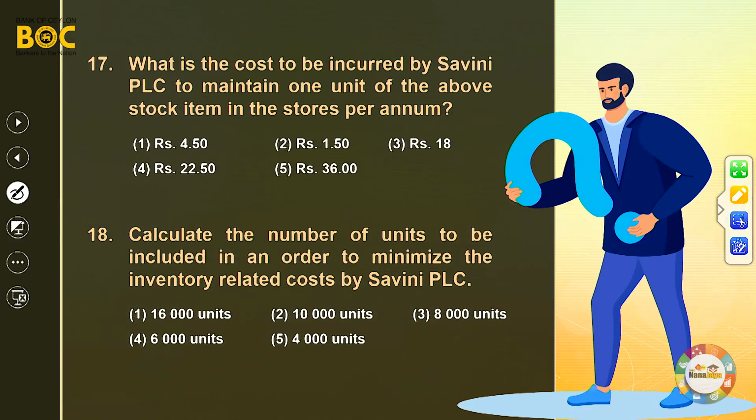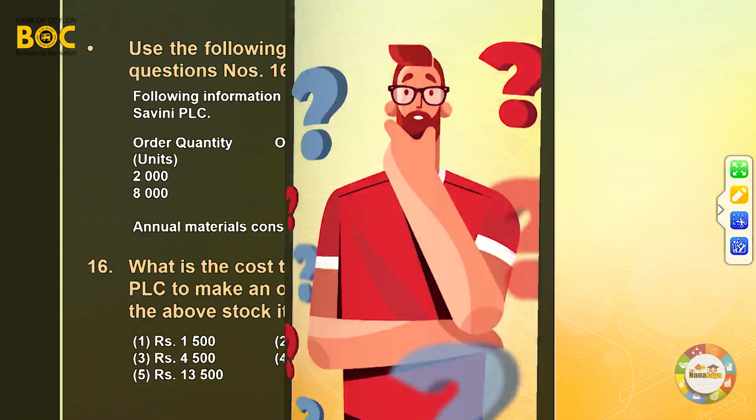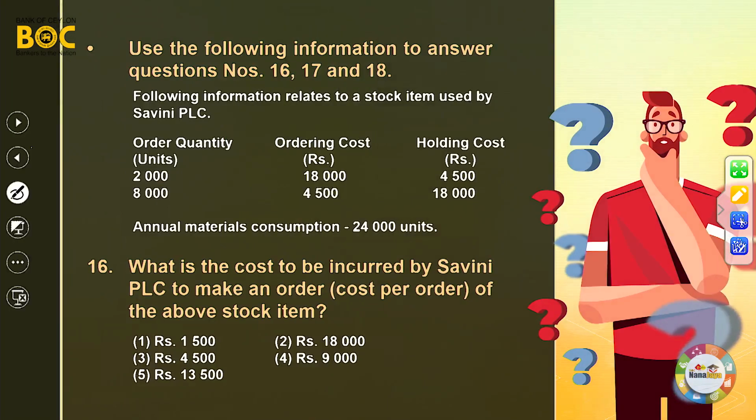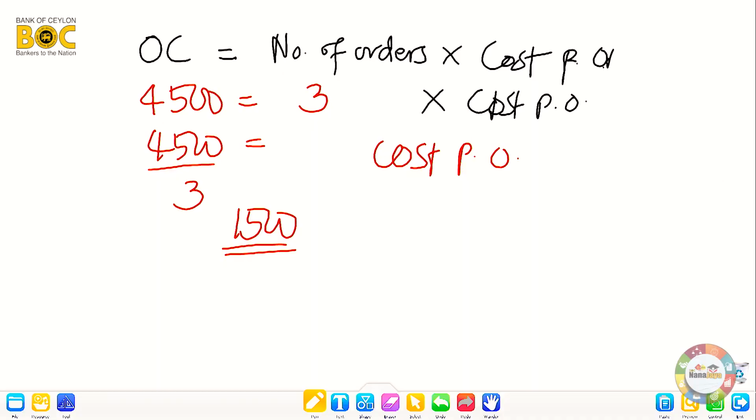The 17th question, what is the cost to be incurred by this company to maintain 1 unit of the above? This is called holding cost per unit. Holding cost or carrying cost per unit. So we will go back. And the holding cost is equal. We call it holding cost or carrying cost.